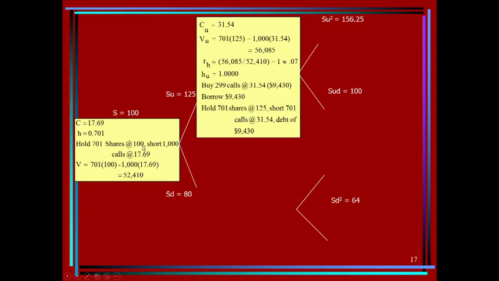So the value of your portfolio is 701 shares times the new stock price minus you still have 1,000 calls times the new call price, which gives you 56. 56 over 52, you have 7%, which is your risk-free rate of return. Now, however, the hedge ratio has changed, right? Because the prices have changed. So in order to hold your portfolio for another period until expiration, you need to rebalance your portfolio. If you have many periods, then you need to rebalance your portfolio many times. That's called dynamic hedging. Okay.